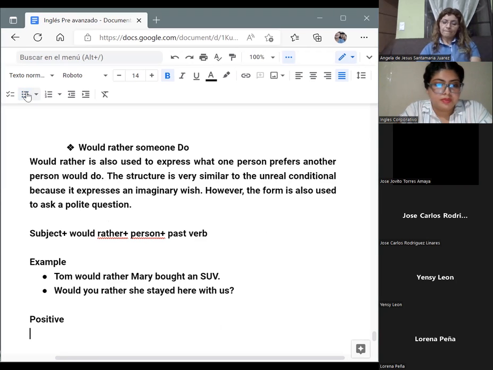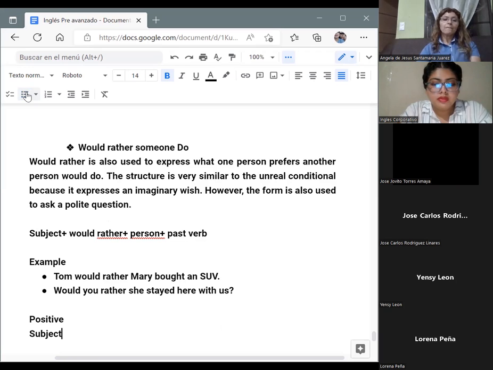And in this case, we are going to do it like this. Subject plus would rather plus the object, that in this case, the object is the person, the second person that we add in the structure. That is the object. Plus past tense.